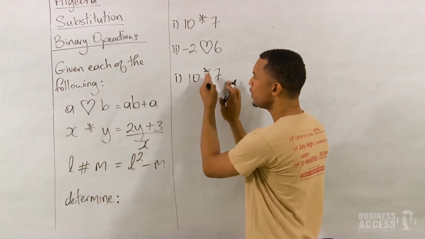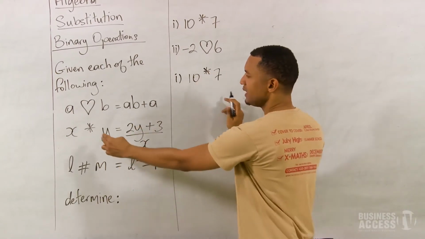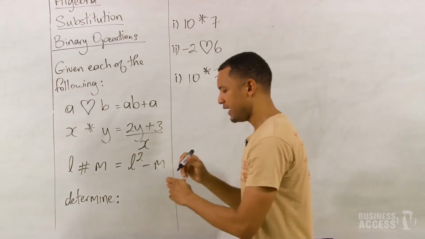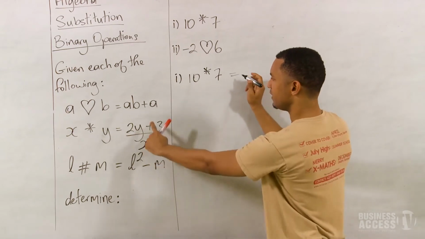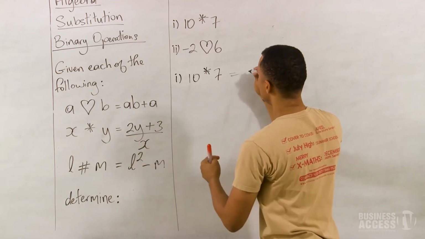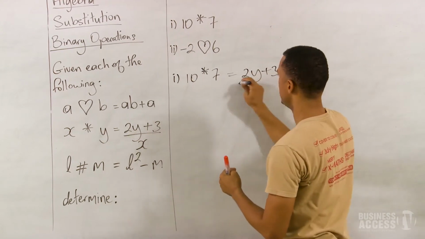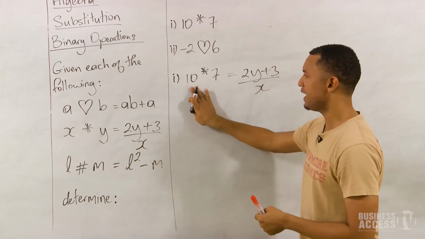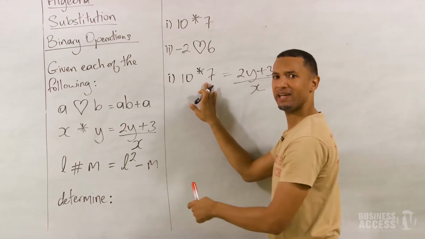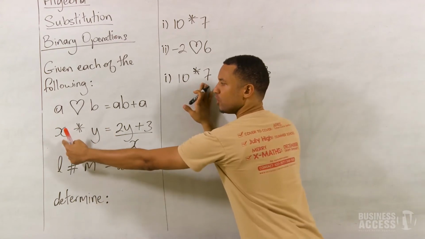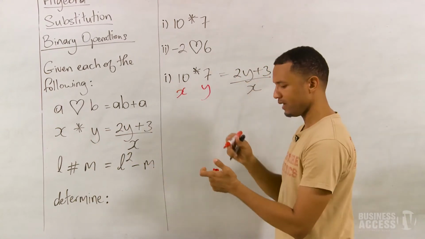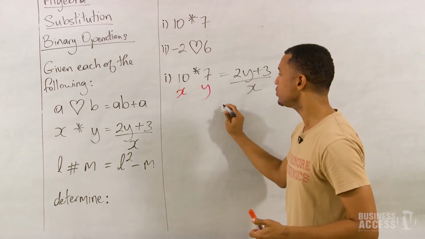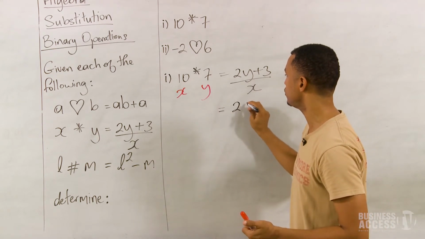Ladies and gents, which one of the operations are we looking at? It's the star, the first one. And you just ask yourself, all right, they said that the second one right here is gonna be 2 times y plus 3 all over x. So guys, what is x and what is y? The first number is x, the second number is y. So that's x, that's y. You just substitute. Remember I told you it's pretty much the same thing as substitution.